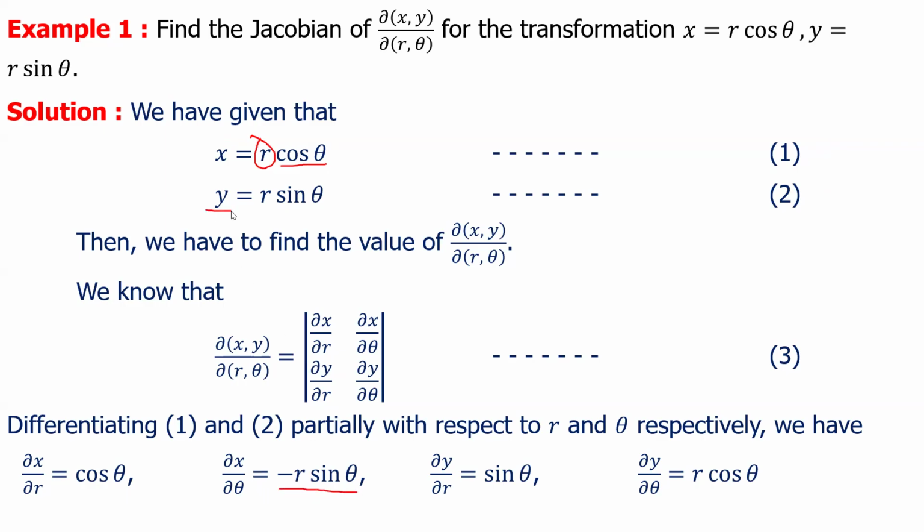Similarly, if we take the partial derivative of y with respect to r, then sine theta is constant and the derivative of r is 1. So we get del y del r equal to sine theta. Similarly, del y del theta: the derivative of sine theta is cos theta, so r cos theta. So these are the partial derivatives of x and y with respect to r and theta. Now let us substitute all these values in equation number 3.